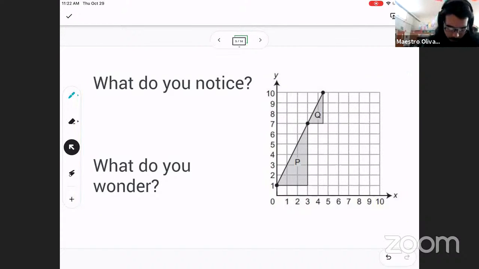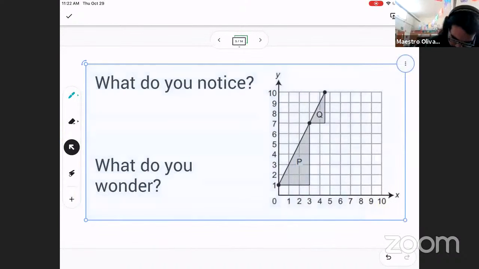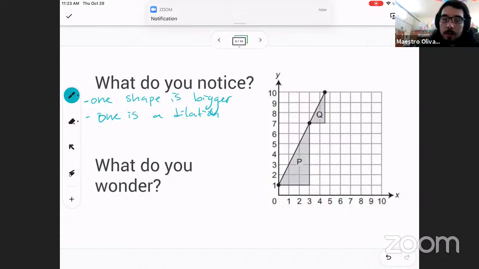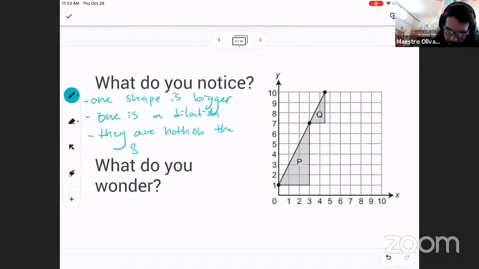So let me write some of these down actually. Some people are saying one shape is bigger. One is saying one is a dilation. What else do we have? Ooh, Betsy, I like what you said. They're connected on the same line. They are both on the same line. Anything else we can add?